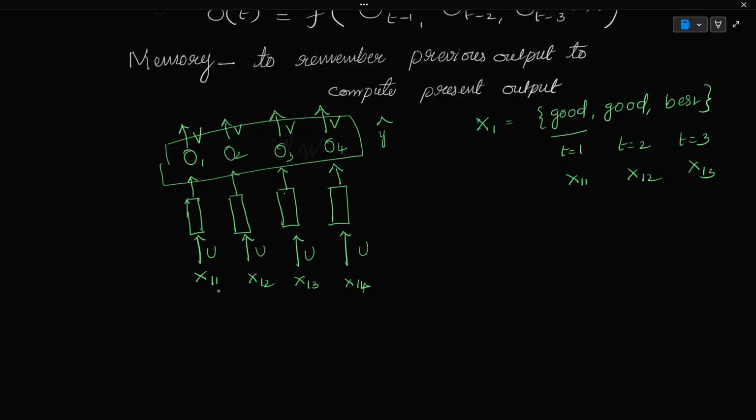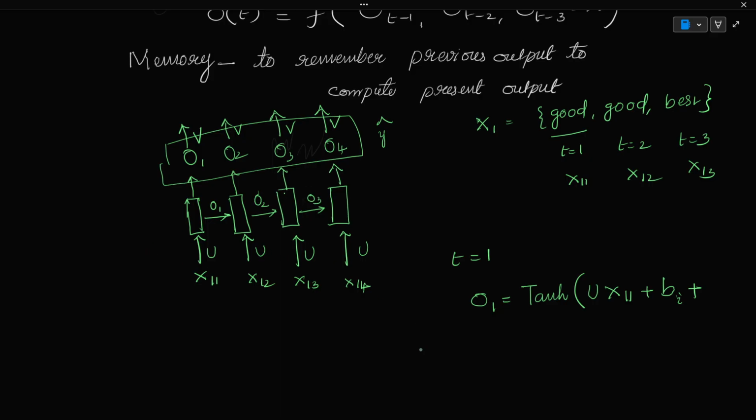So what else we have? When time t is equal to 1, O1 is calculated as, if the activation function is tan h, then the weight matrix U into x11 plus that particular bias, let us call it B1, the input unit or hidden unit bias. But not only this term, at time 2 we are getting an output O2 that is fed into this one.